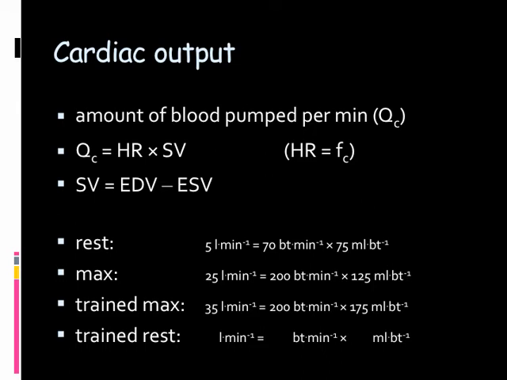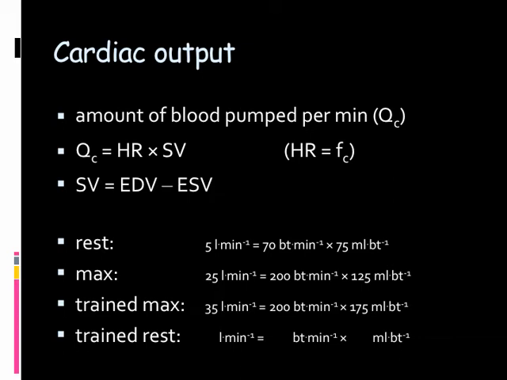Oh, by the way, do you know how many fingers a person typically has on one hand? 5. Do you know how many liters of blood a typical person has? 5. We're just giving away these answers. Okay, 5 liters per minute. When in doubt, look at your hand. 5 liters per minute.